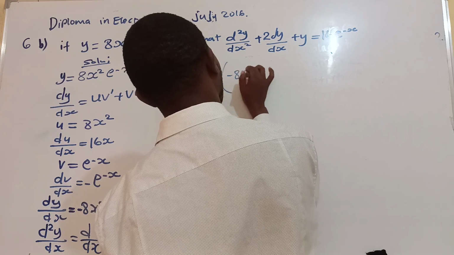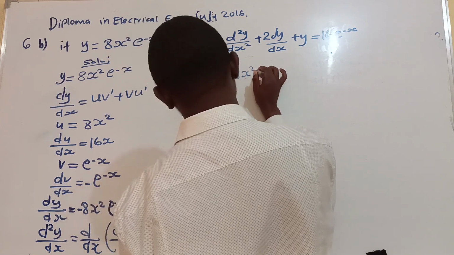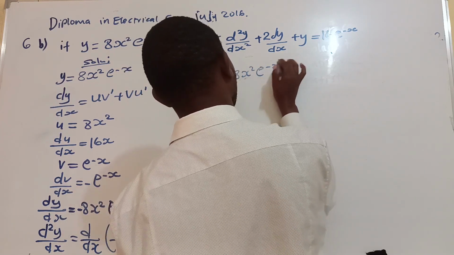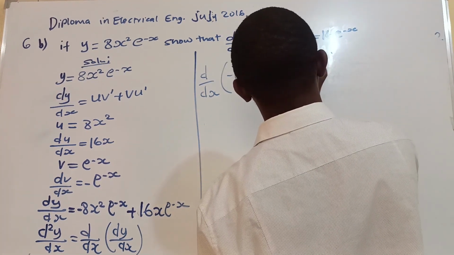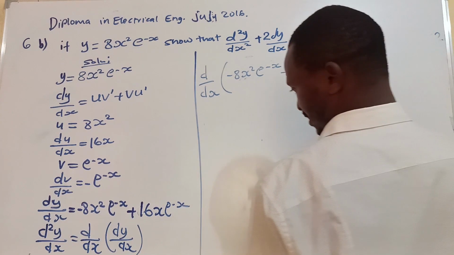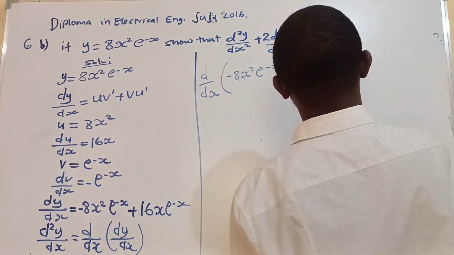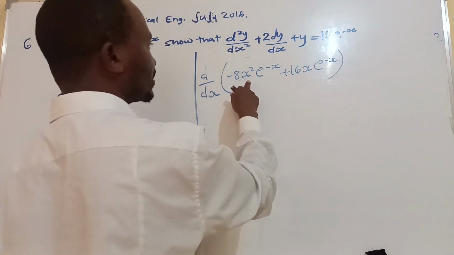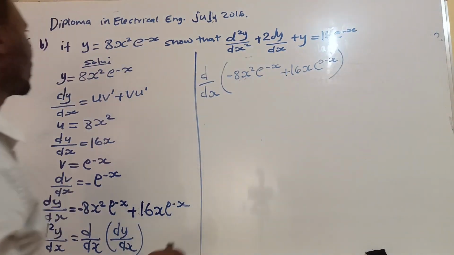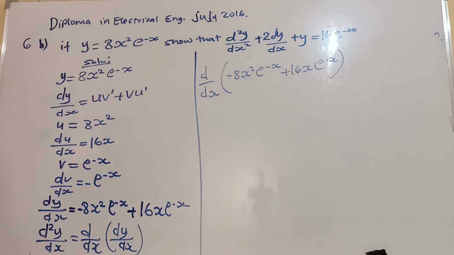Negative 8 squared x squared, negative exponential negative x, plus 16x, exponential negative x, like that. Notice here we have to use product rule, and here you have to use product rule. In both cases you have to use product rule.